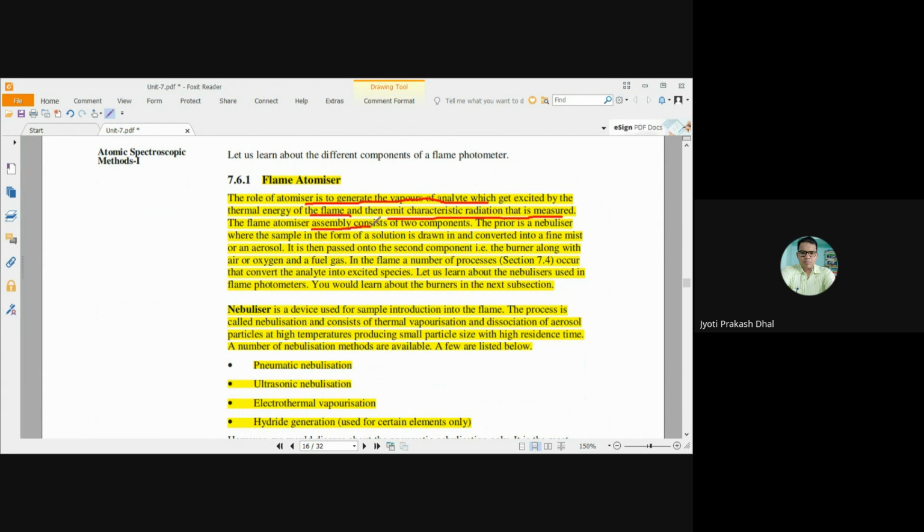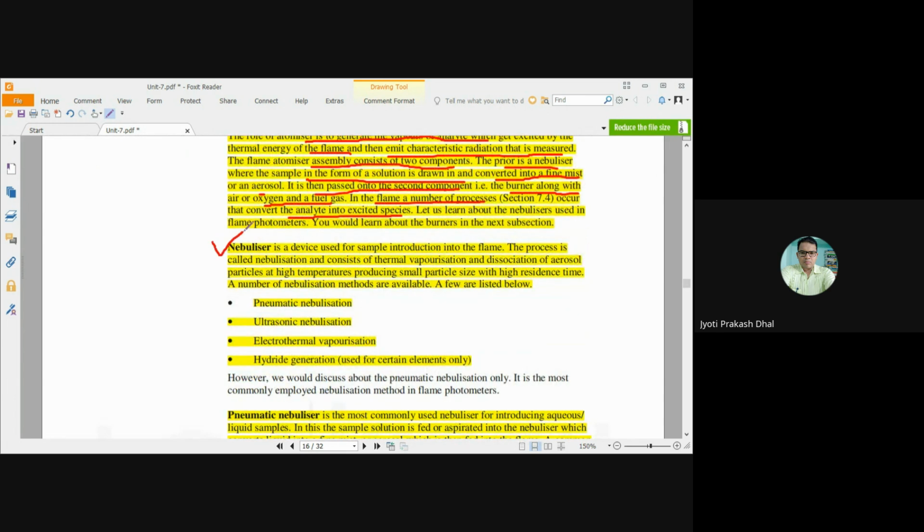The flame atomizer assembly consists of two components. The first is a nebulizer, where the sample in the form of a solution is drawn and converted into a fine aerosol. It is then passed into the second component. The second component contains a burner along with oxygen or air as oxidant and a fuel gas. In the flame, a number of processes occur that convert the analyte into excited species. So here the first one is the nebulizer.